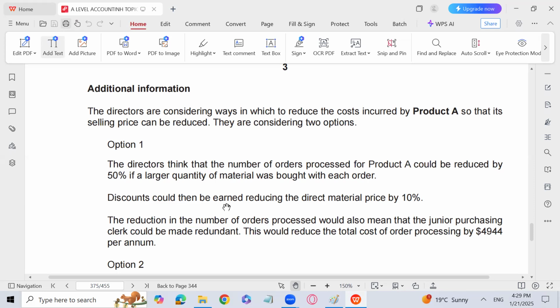Discounts could then be earned, reducing the direct material price by 10%, because now you are purchasing a large quantity at once in one go. So that's why the price of the direct material is going to reduce by 10%. The reduction in the number of orders processed would also mean that the junior purchase clerk could be made redundant. This will reduce the total cost of order processing by 4,944 per annum. So the total cost of order processing has also reduced by 4,944.